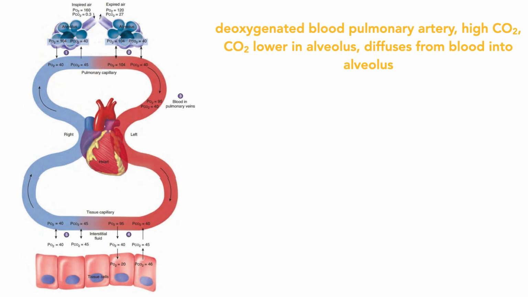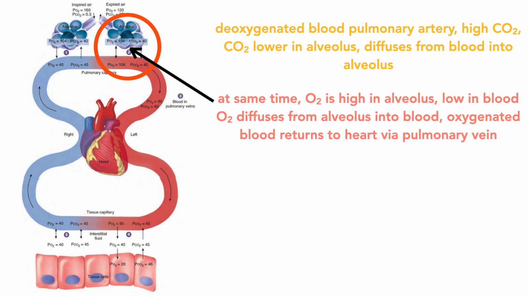At the same time, simultaneously, over here, we're having the opposite happen with oxygen. You have high levels of oxygen in the air you just breathed into your alveolus. It's low in the blood, and again, diffusion goes from high to low concentration. Oxygen is going to enter the blood. We're going to reoxygenate the blood, and then send that oxygen-rich blood back to the heart, to your left atrium.